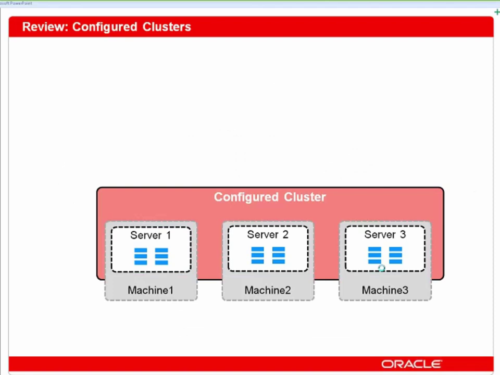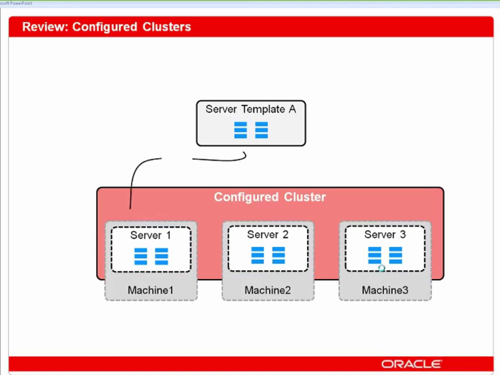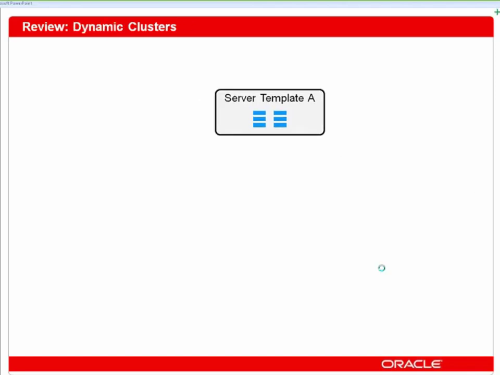Configured cluster is the new name given to the original way of configuring a cluster, where each server is manually configured. And even though it's a configured cluster that works the way that it worked before dynamic clusters and server templates, a configured cluster can be based on a server template. But the primary use for server templates is for creating dynamic clusters.